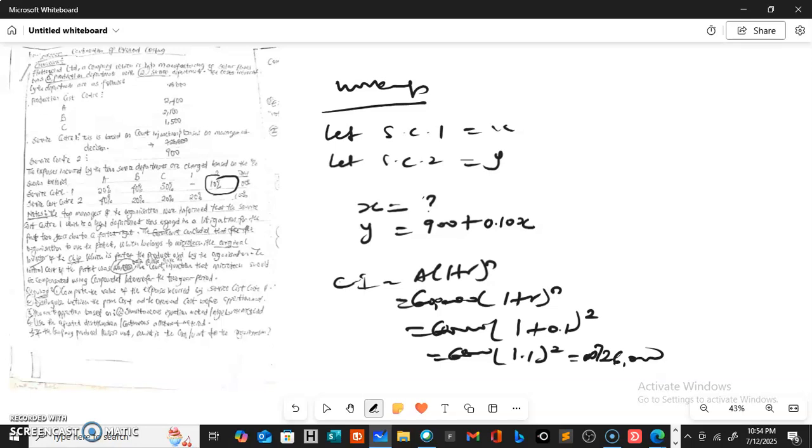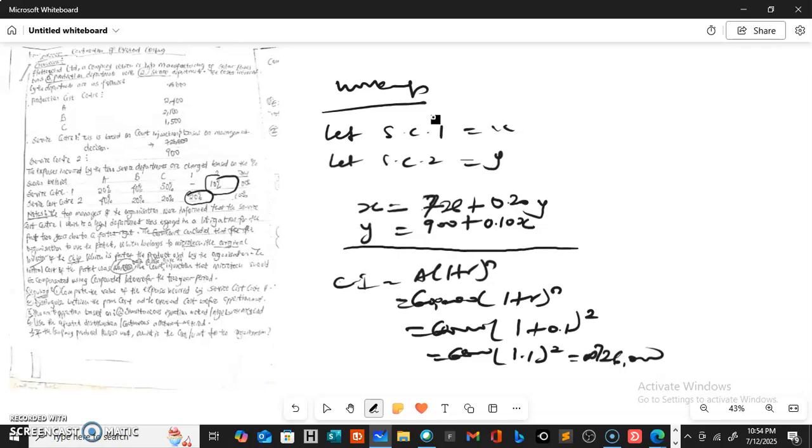So let us change that now. 726 plus, what do we have here? We have 0.20 of service cost center 2. That will be 0.20 of y. Okay, so now that we know that, we've been able to convert this to simultaneous equations.